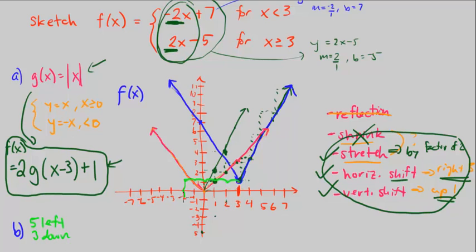Okay, 1, 2, 3. Okay, so if we shift it 5 units to the left and 3 down, basically we're going to have something that looks like this, right? Write down the new function g of x as an absolute value function.